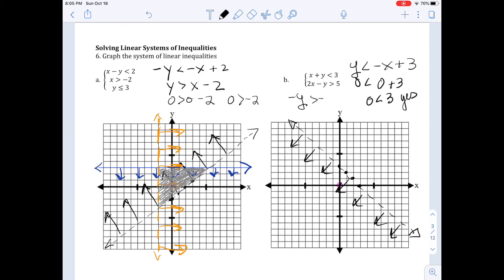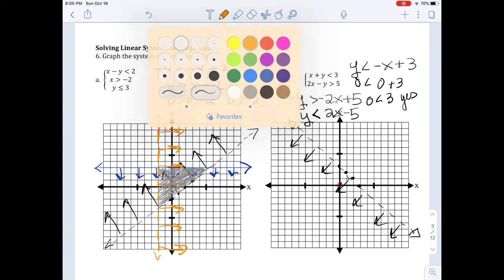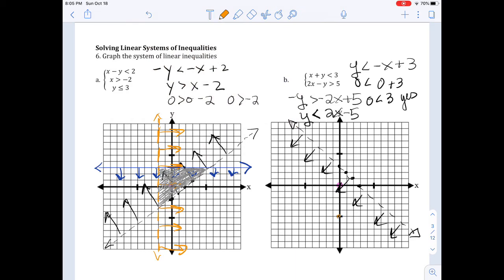Negative y greater than negative 2x plus 5. So I subtracted the 2x over. Now I'm dividing by a negative, so that reverses my inequality sign. So it goes from greater than to less than 2x minus 5. All right, so I'm going to choose a different color to plot this line down here at negative 5. With a positive 2 slope, so up 2 over 1, up 2 over 1. And my line is dashed because, again, it is less than, not less than or equal to.